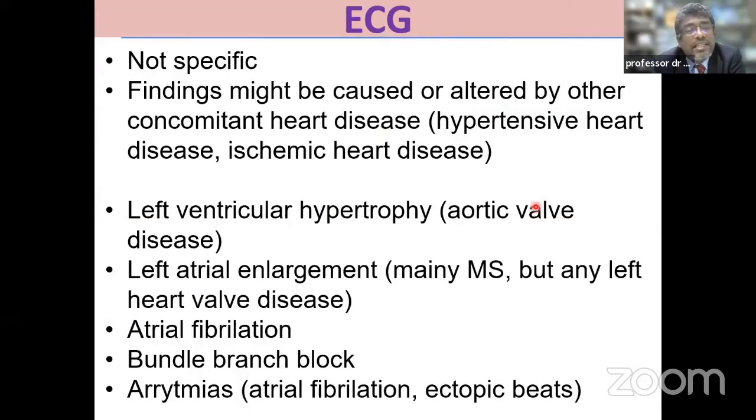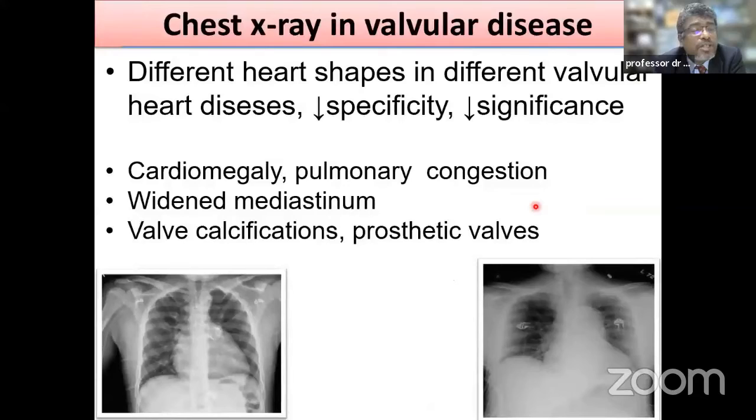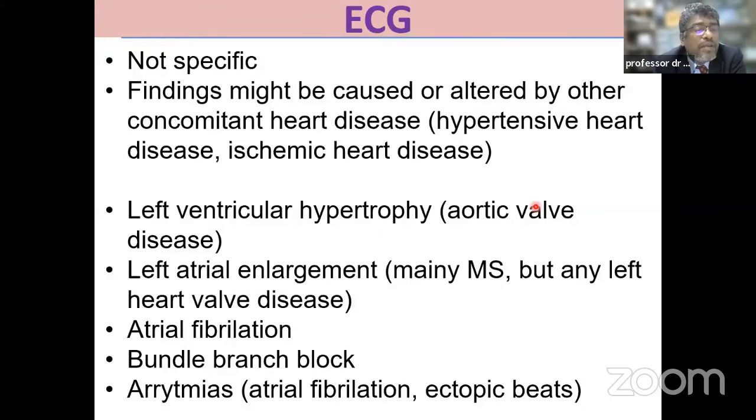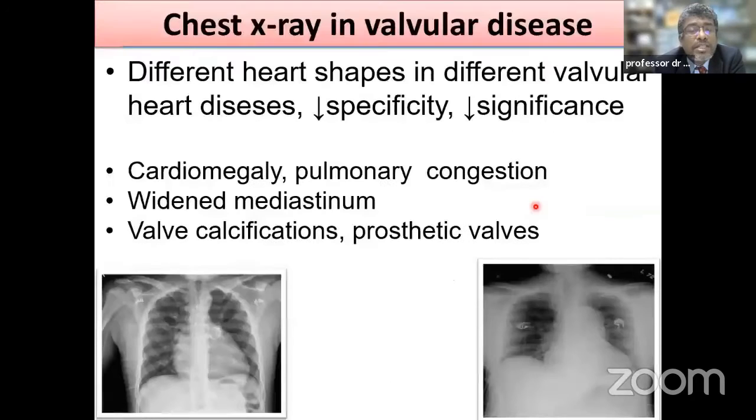And on ECG, what findings do we get in a patient with aortic regurgitation? It may be absolutely normal, that is non-specific. There may be features of left ventricular hypertrophy, left ventricular enlargement, or left atrial enlargement, mainly in mitral stenosis but in any left heart valve disease also. There may be atrial fibrillation, a bundle branch block, or atrial fibrillation and ectopic beats in aortic regurgitation.